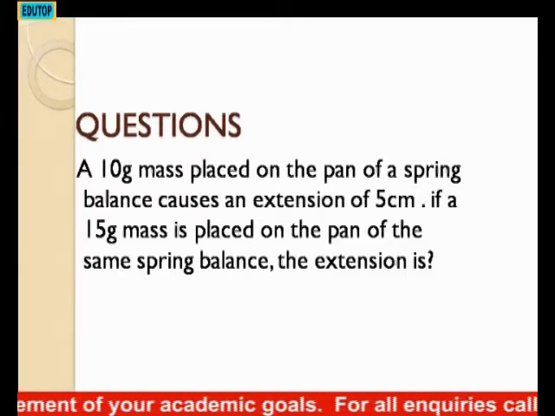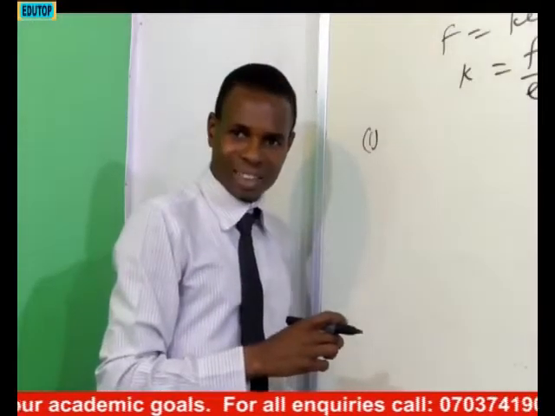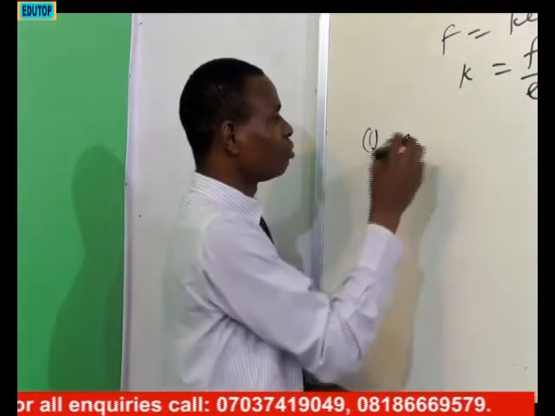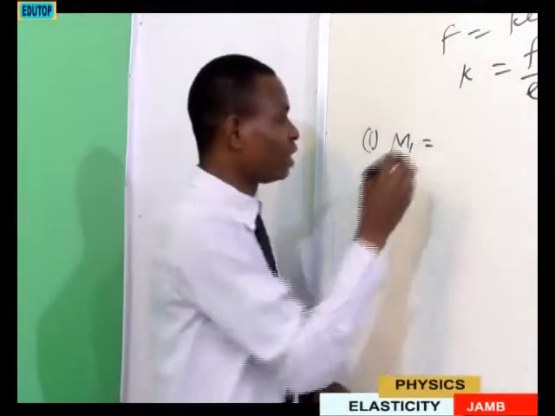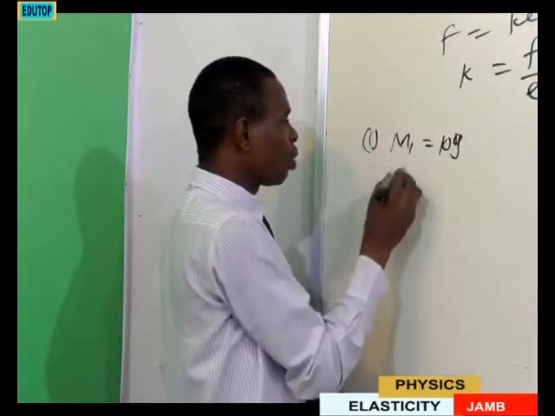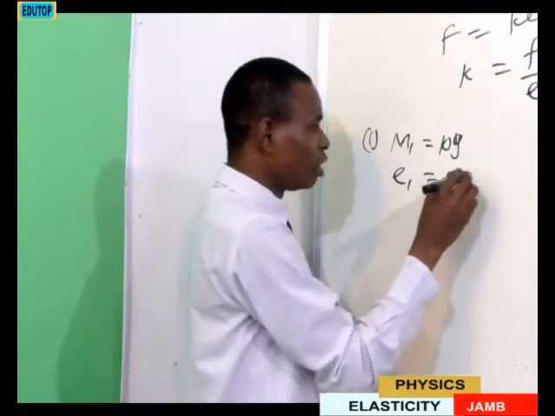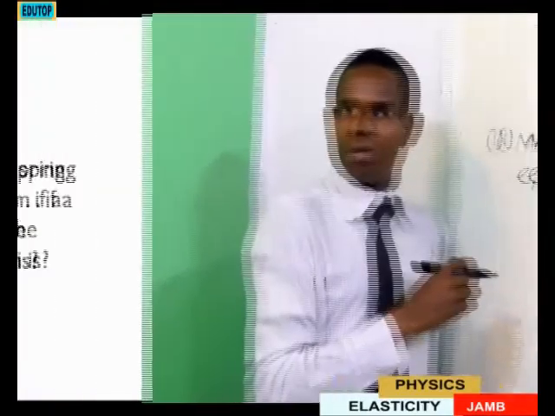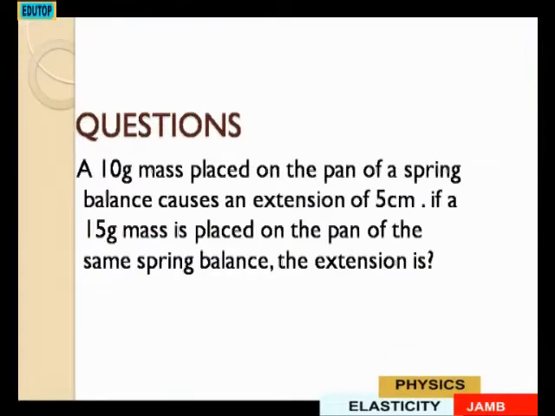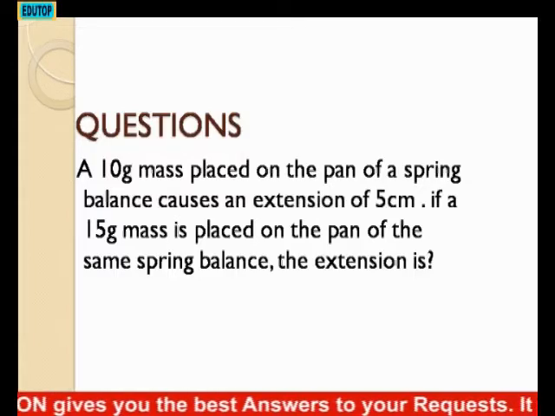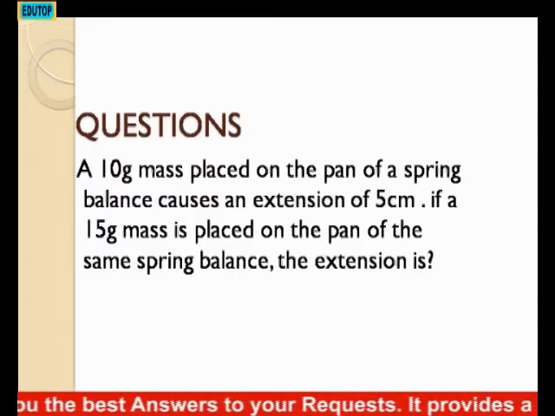In this case, instead of dealing with force, we are dealing with mass. Okay? We have mass, let's call it M1, which is equal to 10 grams. And this one causes an extension, let's call it E1, 5 centimeters. Then we are now told that if instead of having 10 grams, we now place 15 grams, call it M2, on the same pan, what will be the extension produced? Call it E2. We are looking for E2.